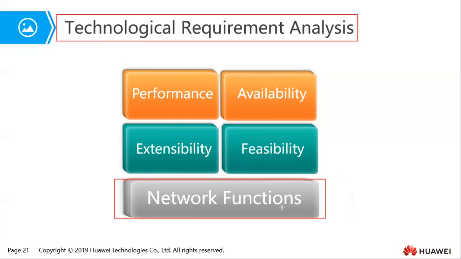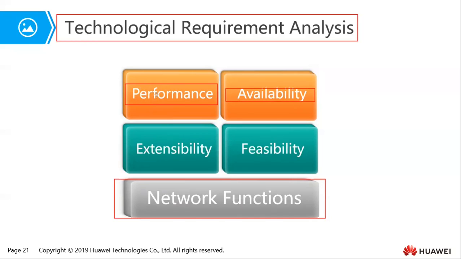So after understanding the network functions, we can specify what we want in terms of performance, availability, extensibility, and feasibility. Now, performance may include many aspects, but one of the main aspects of performance is throughput. When you talk of throughput, we mean, for example, bandwidth and how fast packets are processed.